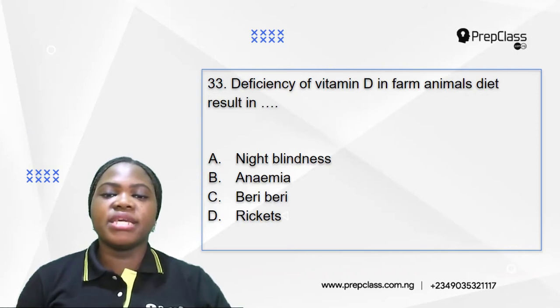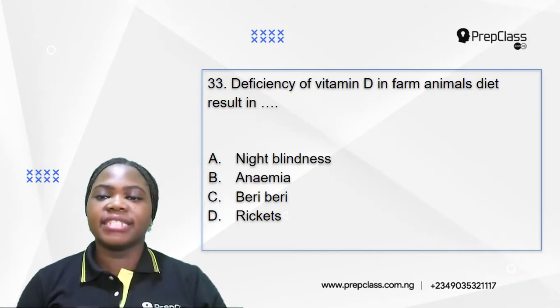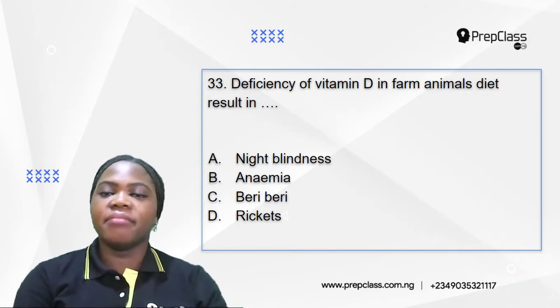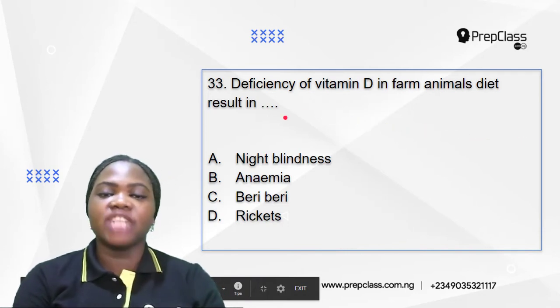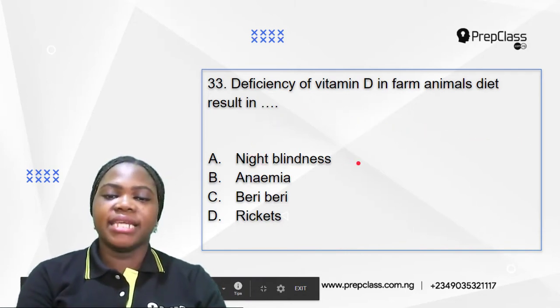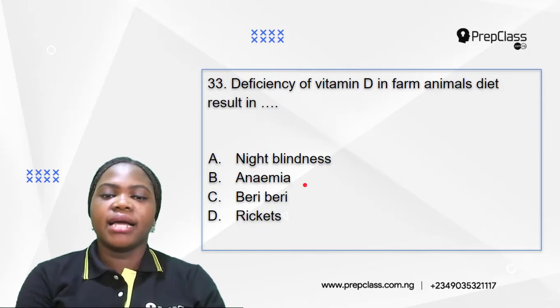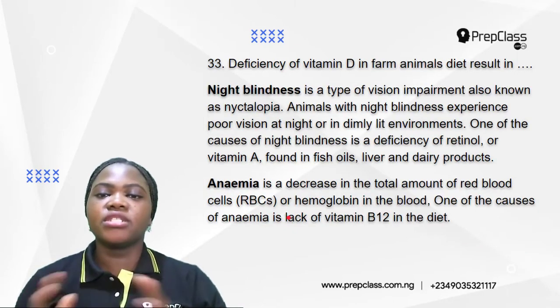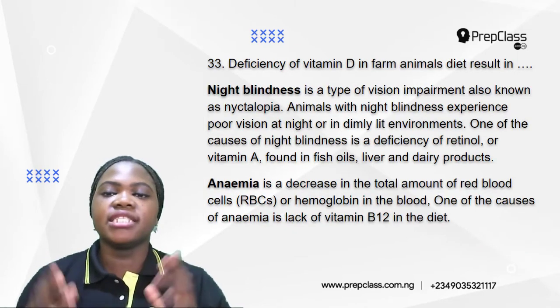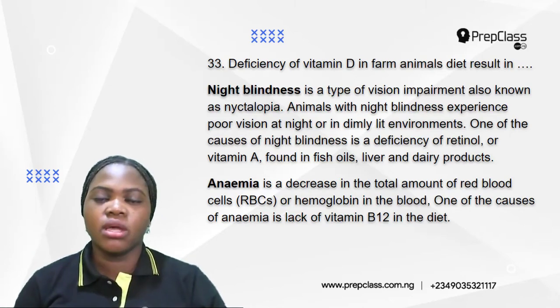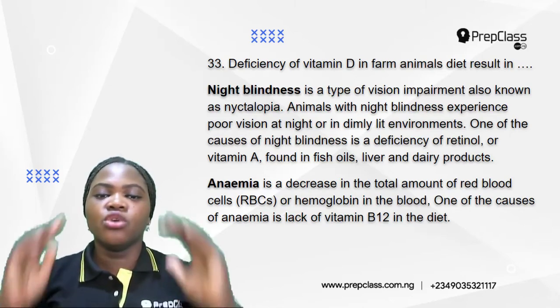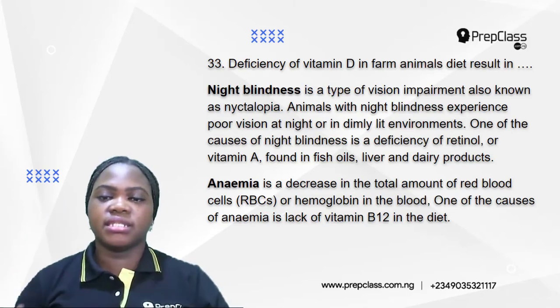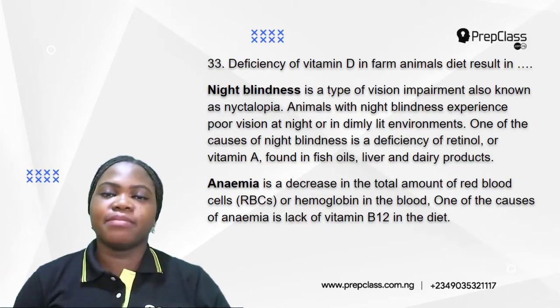Okay, number 33. Deficiency of vitamin D in farm animals' diet results in dash. A. Night blindness. B. Anemia. C. Berry. D. Ricket. So which of these is as a result of deficiency of vitamin D in farm animals? For us to be able to answer the question, we need to know what each of these diseases means. The first one is night blindness.